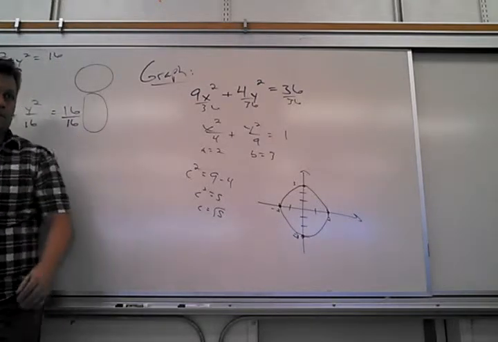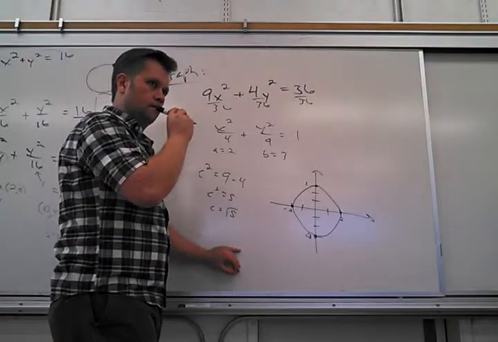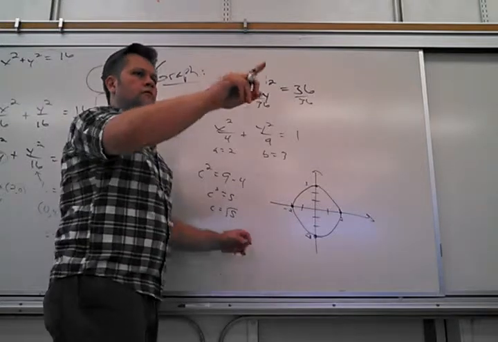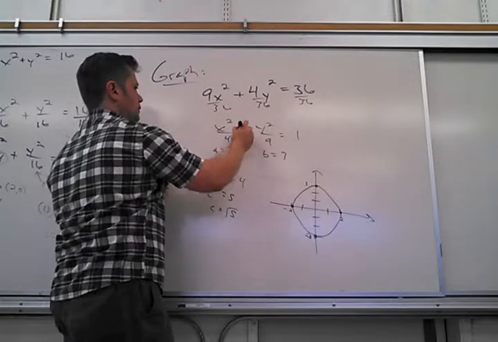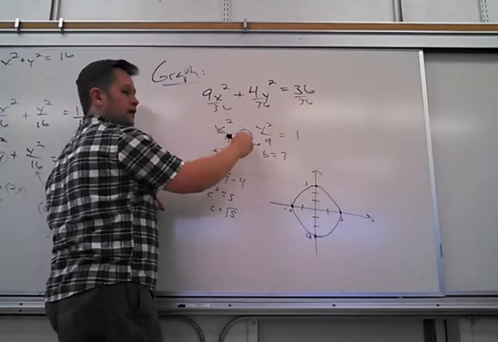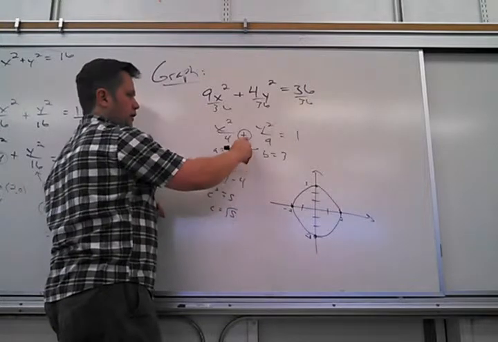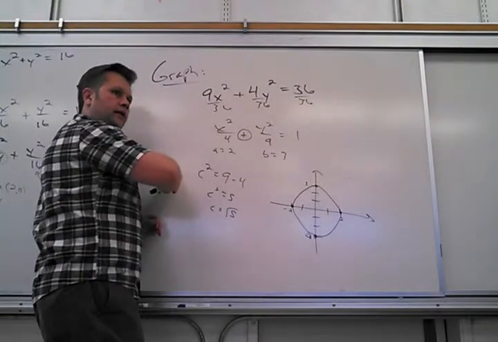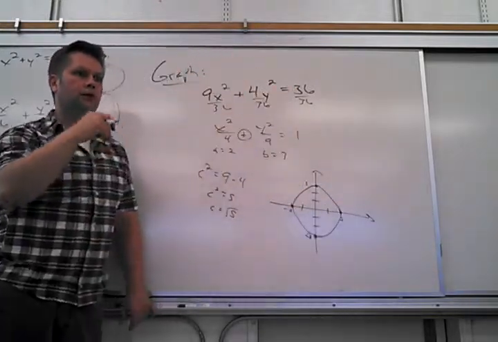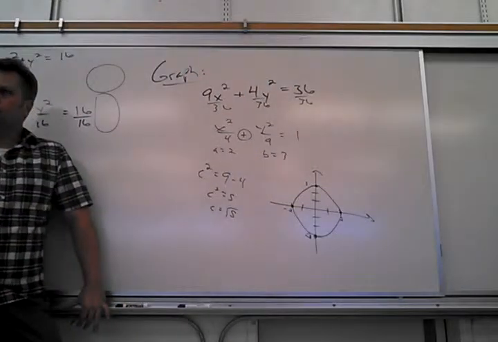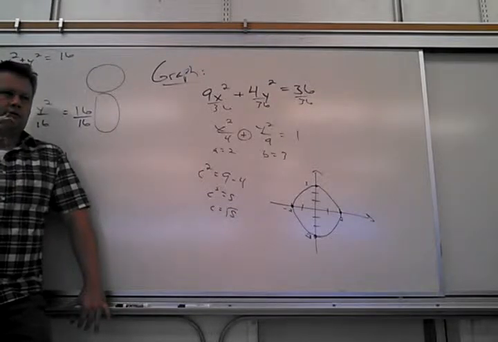You said for the foci on ellipses, it's always going to be a squared minus b squared, and for hyperbolas it's going to be a squared plus b squared. Exactly. I always remember an ellipse has a plus in the equation. If I were to make this a hyperbola, I'd just put a minus there. So an ellipse has the plus here, so it has the minus in the C equation. A hyperbola has a minus here, so it has a plus in its focus equation. Does that make sense? That's how I remember which way it goes. Okay, cool.